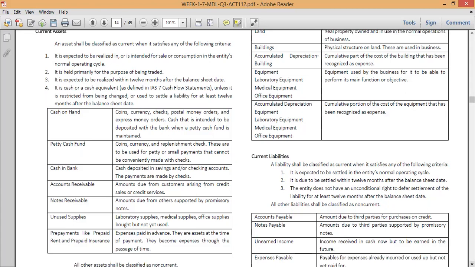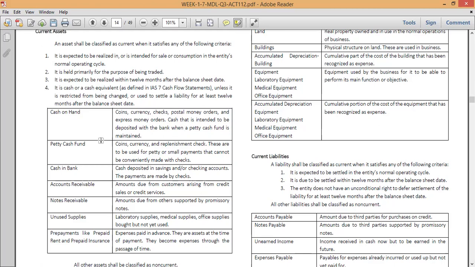So, ano yung mga example ng current assets? Cash on hand. Ibig sabihin, pag sinabing cash on hand, meron ka na cash. Literally na meron kang cash. It's either coins, currency, checks, postal money orders, and express money orders, cash that is intended to be deposited with the bank when a petty cash fund is maintained. Okay? So, whatever man kung nasan yung cash mo, consider siya as current asset.